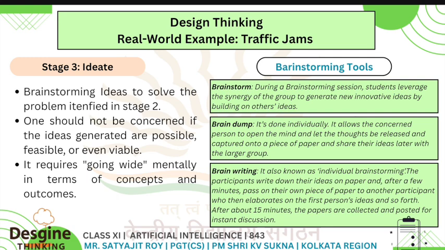Third one is brain writing. It is also known as individual brainstorming, where the participants come up with ideas to solve the problem and then pass on that idea to another participant. And that participant then works on those ideas and passes them on to another person. And like this, the process goes on. So this is called brain writing. So you can follow any of these methods in order to come up with different solutions.